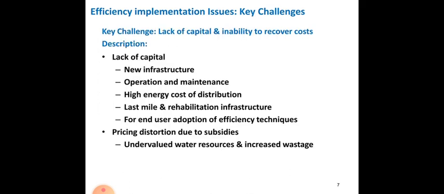Now comes efficiency implementation issues. Key challenges are lack of capital and inability to recover cost: lack of capital, new infrastructure, operation and maintenance, high energy cost of distribution, last mile and rehabilitation infrastructure for end user adoption of efficiency techniques, pricing distortion due to subsidies, undervalued water resources and increased wastage.